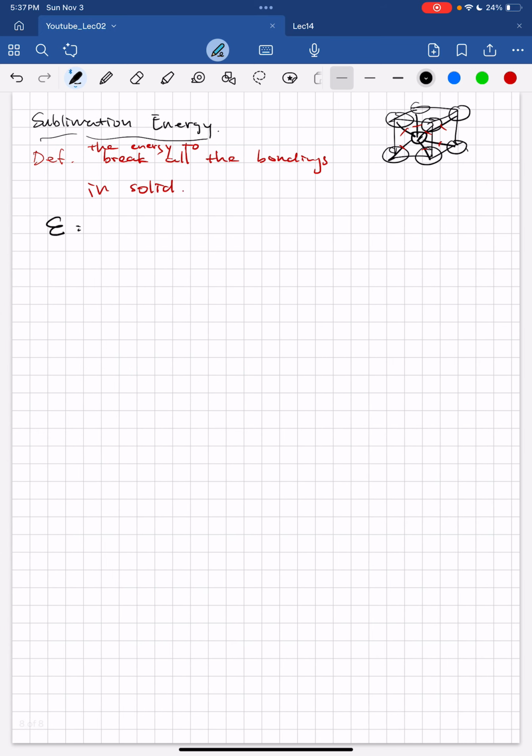So we already talked about epsilon, which is binding energy. This is just the energy of a single bond here. All right? Then delta H S equals half Z N A epsilon. Z is the coordination number.